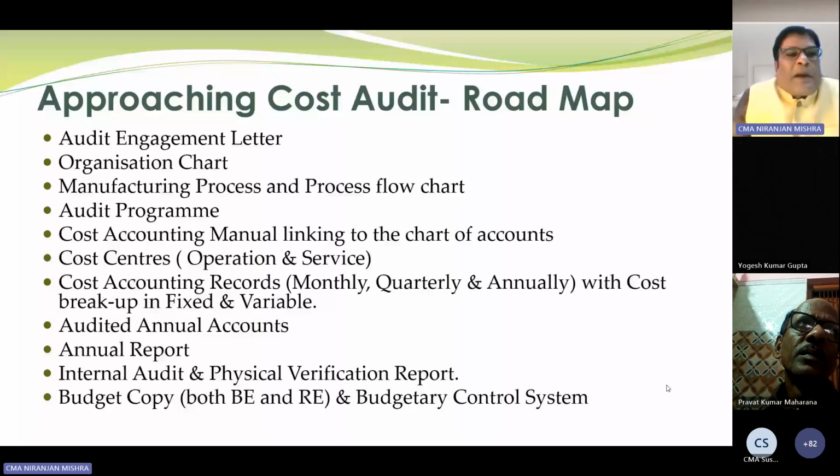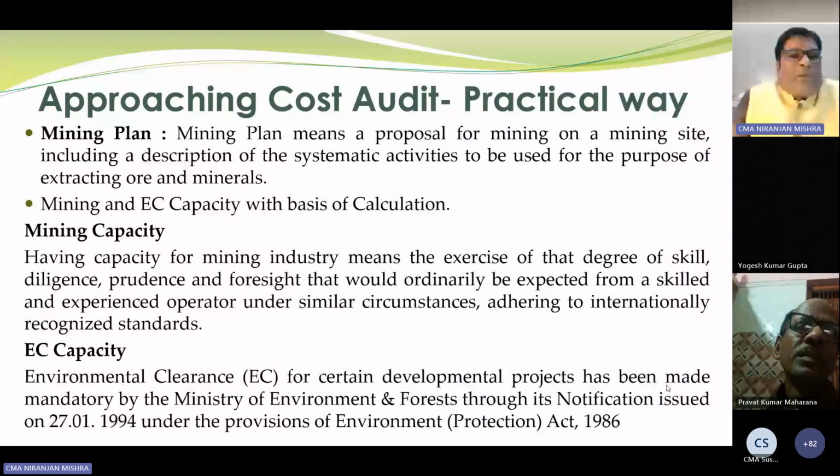Then come to the practicality. We have discussed earlier regarding the mining plan. What is the mining plan? Mining plan is a proposal for mining on a mining site, including a description of the systematic activities to be used for the purpose of extracting ore and minerals. That means everything is set out in the mining plan.